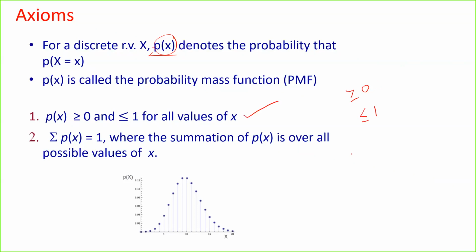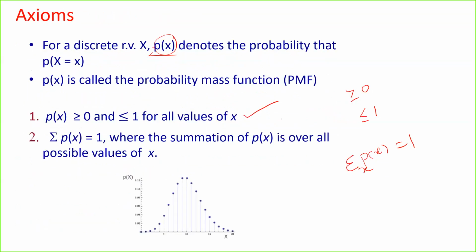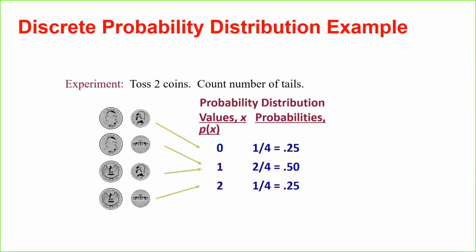And if you take the sum over all the probability values, the probability distribution, this should be equivalent to 1. Like for example here, if you take the sum over all the probabilities, this should be equivalent to 1. That is the other condition. Sum over P of x must be equivalent to 1. So this is the discrete case.